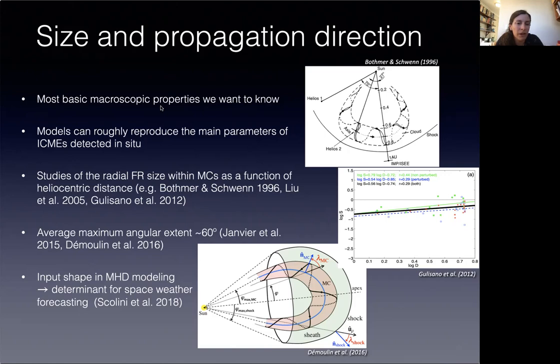There are also a number of studies of the radial flux rope size within magnetic clouds, which are a particular type of interplanetary CMEs, as a function of heliocentric distance, such as this one from Gulisano et al. 2012, where we can see how the diameter of the flux rope evolves in our heliosphere.